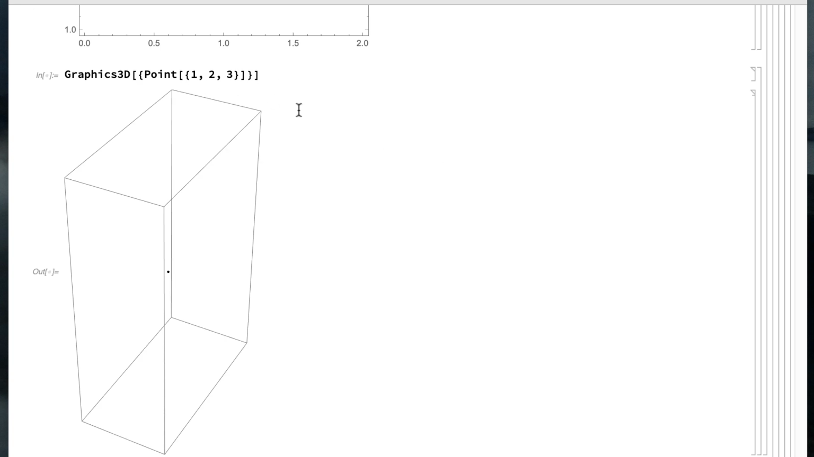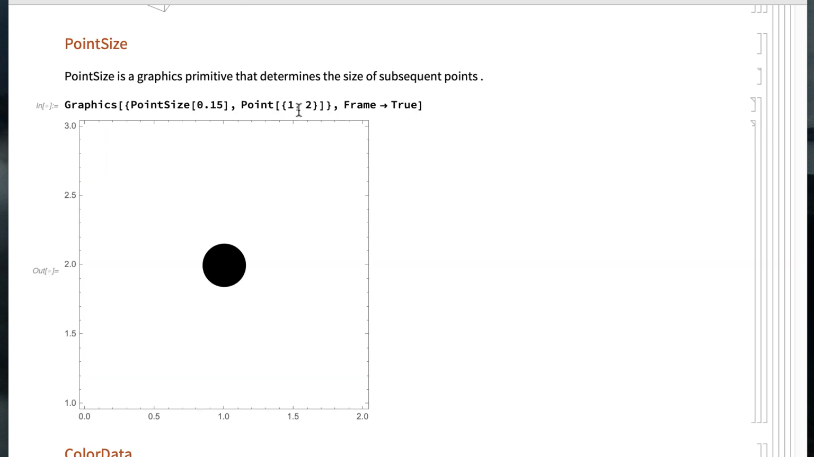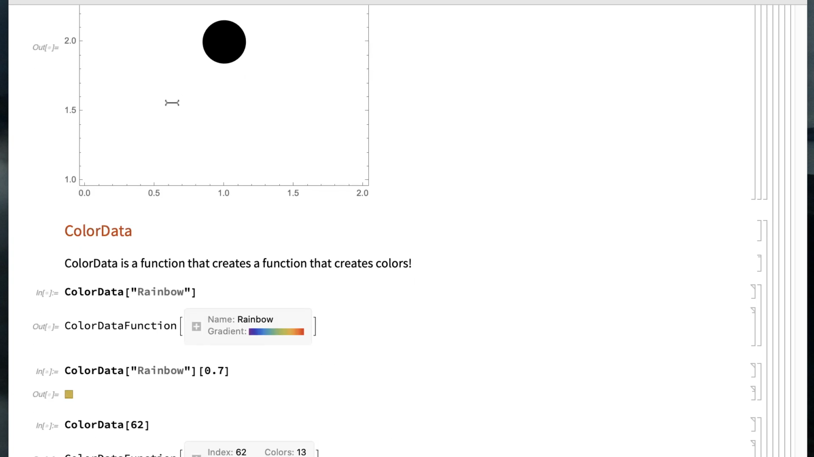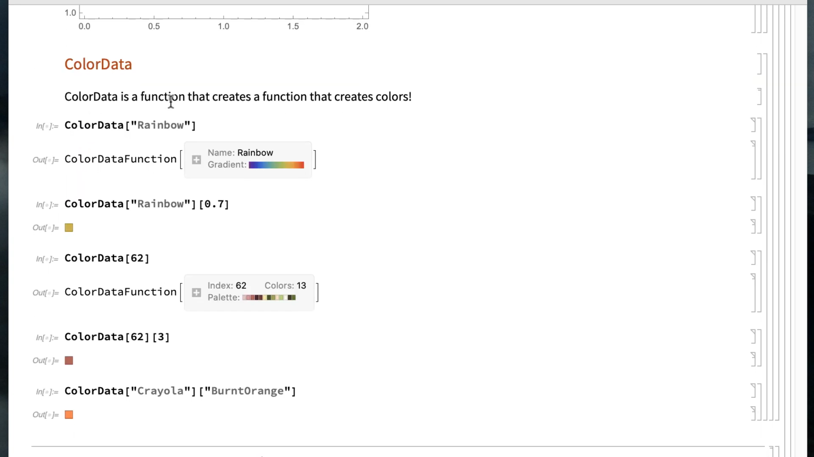You give it an x coordinate, a y coordinate, and a z coordinate. Point size. Oftentimes you want the points to be big. So point size is the graphics primitive that lets you do that. Color data. Color data is a function that creates a function that creates colors. So supposing I want rainbow colors, okay? So now I have a function that produces rainbow colors.